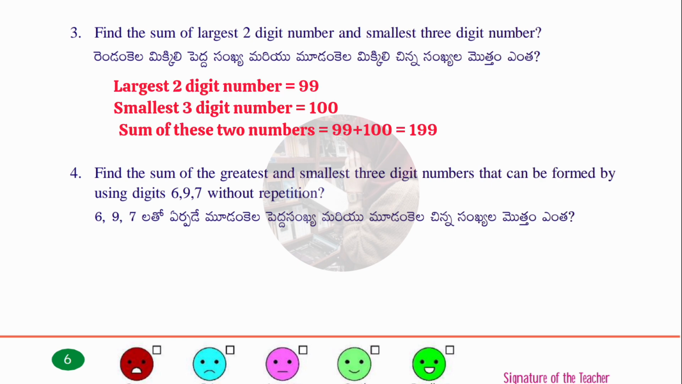Let's move on to the third question, which is find the sum of the largest 2-digit number and the smallest 3-digit number. First we'll write down the largest 2-digit number, which is 99, and the smallest 3-digit number, which is 100. Now we have to do the sum. Sum means, as I told you, it's addition.